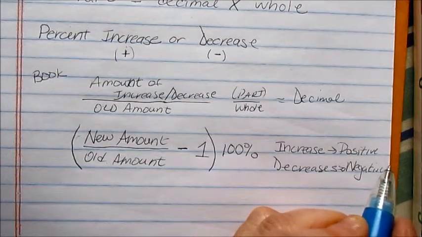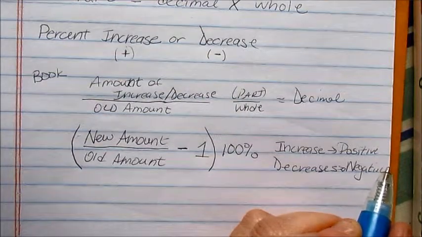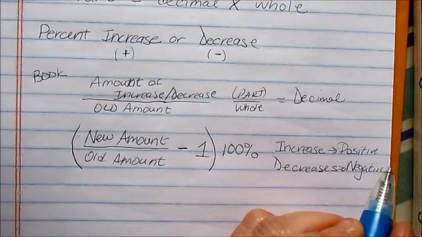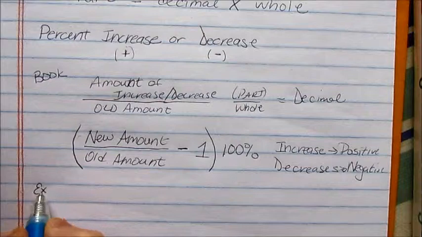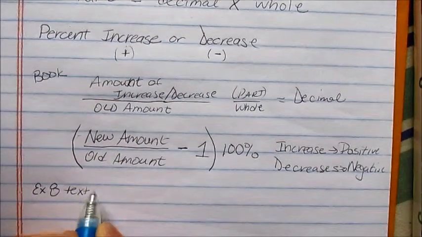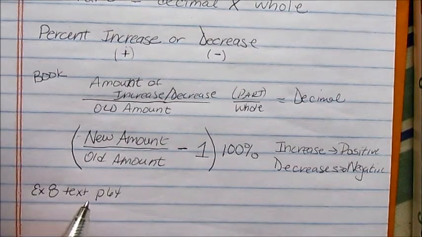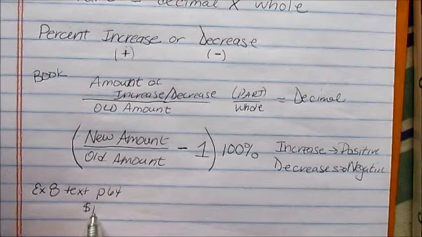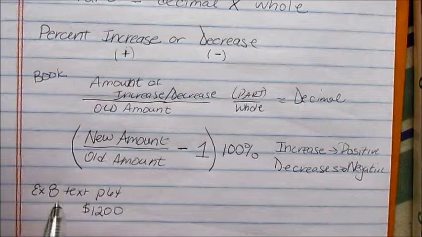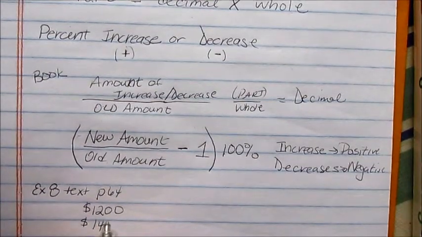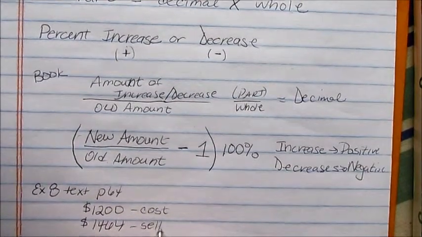I'm going to give you an example for this one. Just give me a minute. This is example 8 in the text on page 64. An electronics store marked up a laptop computer from their cost of $1,200. I'll write down the amounts. We'll reread and see which one's which. To a selling price of $1,464. So this was the cost, and this is the selling price.